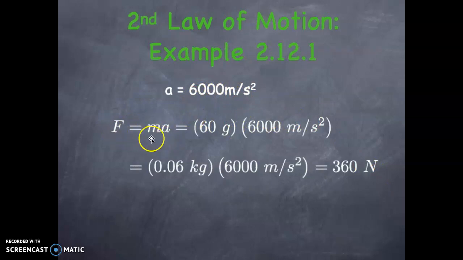Now we can use this formula here, and we can calculate 60 grams times 6,000 meters per second squared. Before you multiply, you have to change grams to kilograms. So 60 grams is 0.06 kilogram. You multiply and you get 360 newtons. That's in round figures probably about 200 pounds. Okay, let's go on.